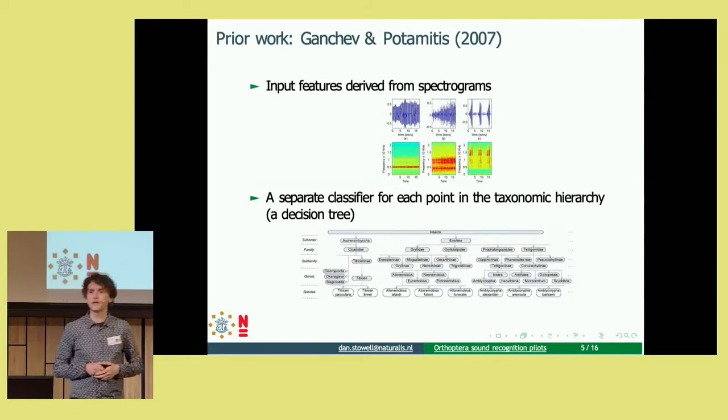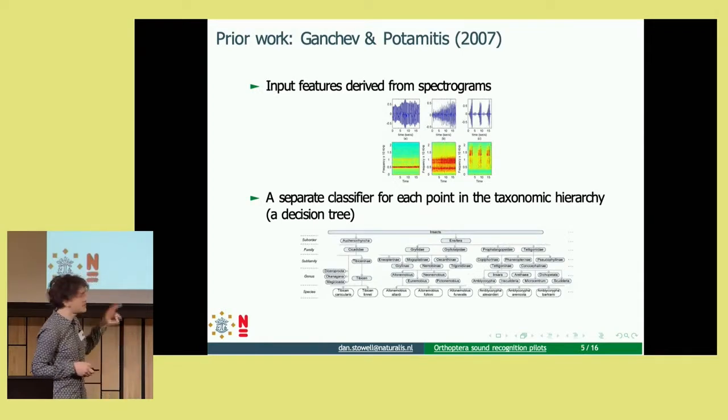I want to take you through a little bit of the previous literature just to show you some ideas that I think are interesting. There is a nice paper from 2007 by Ganchev and Potamitis in which they studied quite a large number of insects within a classification method. Their approach was to use the spectrograms and to derive features from them. And they would sort of recreate the taxonomic hierarchy with a separate classifier at each point in this branch.